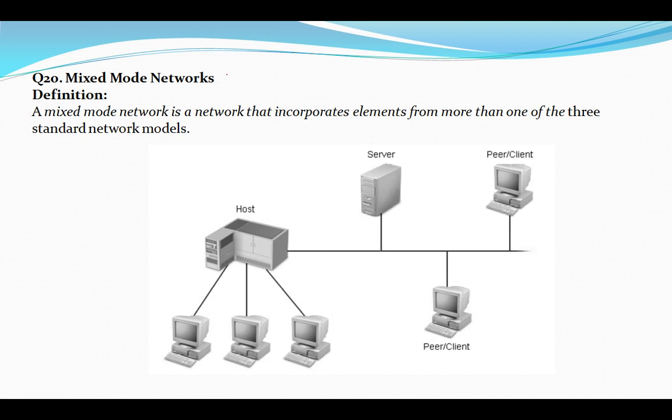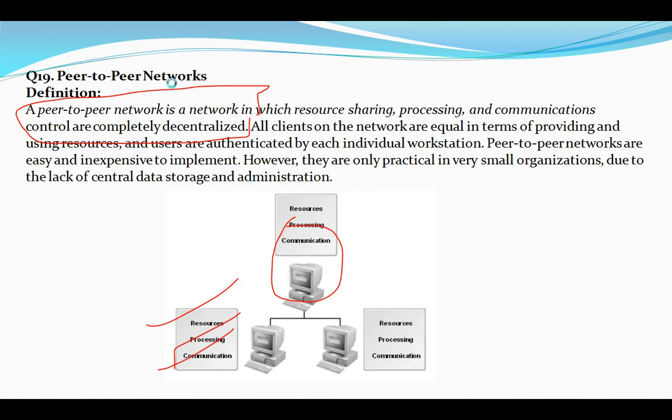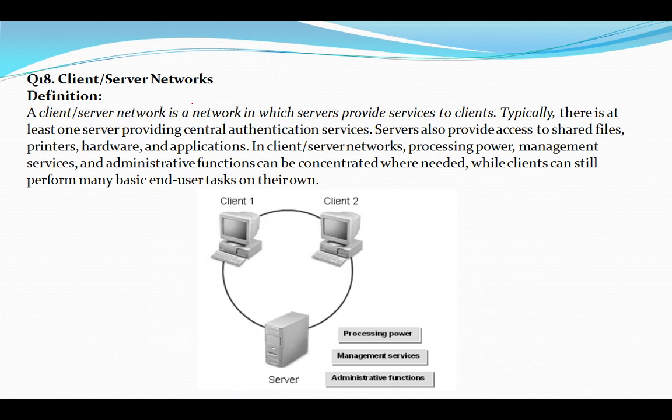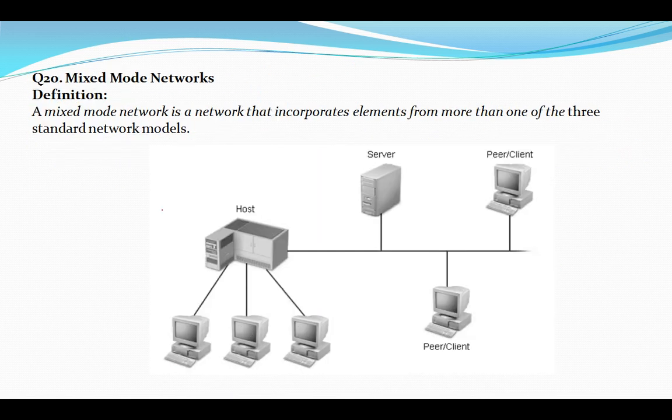Now the next question is mixed mode network. What do you mean by mixed mode network? So guys, the definition is very simple. As I have discussed about three network models here, it's a collection or combination of two network models, you can say. A mixed mode network is a network that incorporates elements from more than one. As I said, it can be a combination of two.